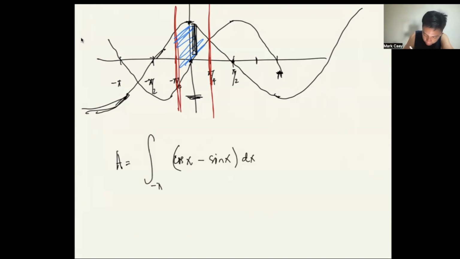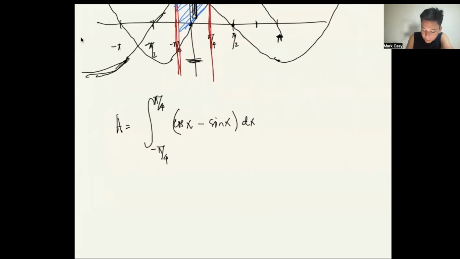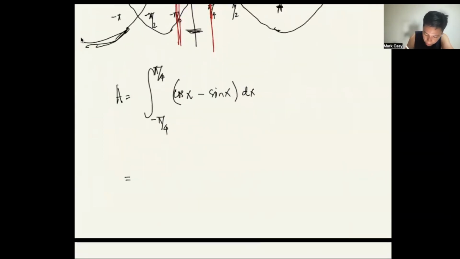So evaluated from negative pi over 4 to pi over 4. So ito yung interval mo. So that will be yung dx mo ang change of x. Okay. So, di ba integral ng cosine x is negative sine x? Hindi. Integral of cosine x is sine x. Sorry. My bad. And integral of negative sine x, that will be cosine x. So evaluated from negative pi over 4 to pi over 4.